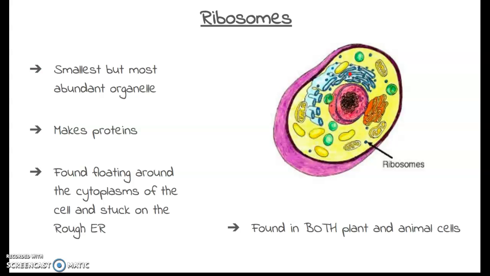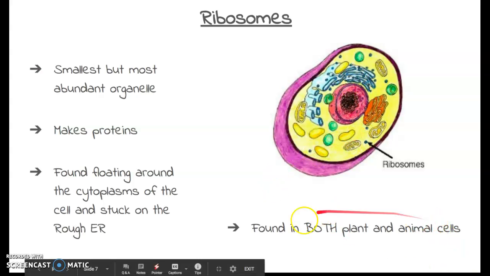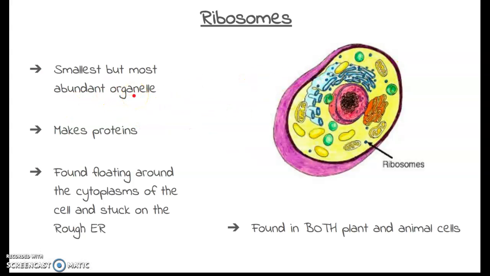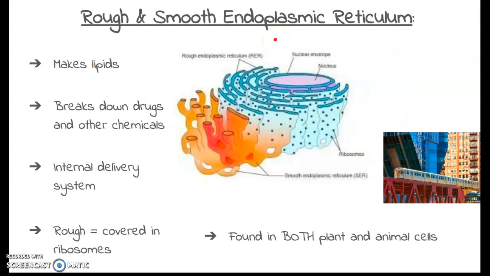And the ribosomes make proteins. Protein is a nutrient that cells and humans need in order to survive, and that's what the ribosomes make. And again, they're found in both plant and animal cells. They're abundant, meaning there's lots of them. There's probably more ribosomes than any other organelle in the cell. There's lots of them floating around and hanging out on that rough ER. So again, they make the proteins. All right, moving on. So here we go, the rough and smooth ER.